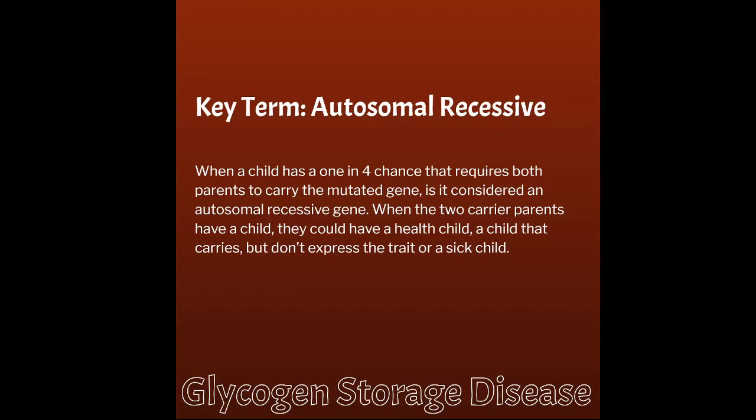As a refresher, what autosomal recessive means is that a child has a 1 in 4 chance of acquiring the disease. That means that both parents have to carry the defective gene to pass it on to at least 1 out of 4 of their children. If the child doesn't get both genes from the parents, then the patient becomes a carrier of the disease and can pass it on, but they probably won't express the trait of the disease.